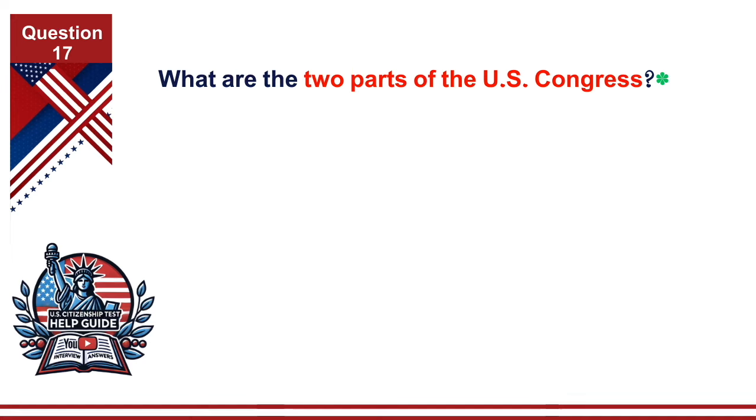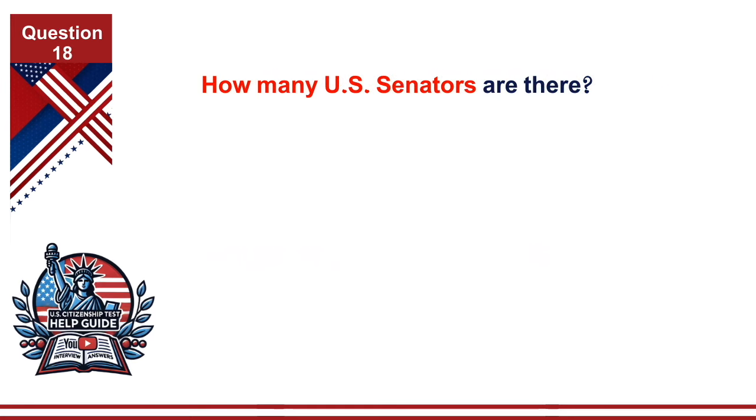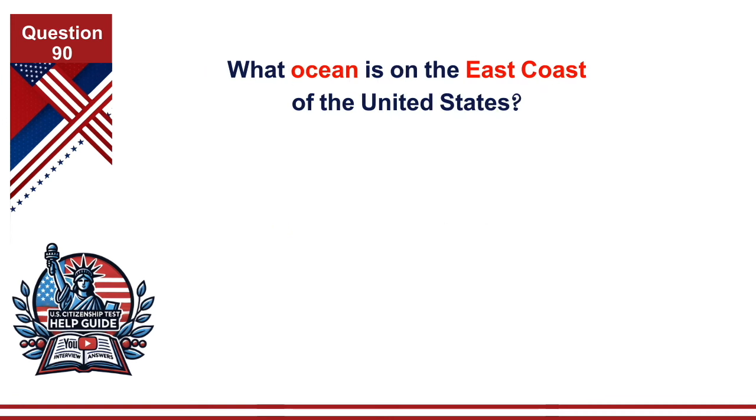What are the two parts of the U.S. Congress? The Senate and House of Representatives. How many U.S. senators are there? 100. What ocean is on the east coast of the United States? Atlantic Ocean.